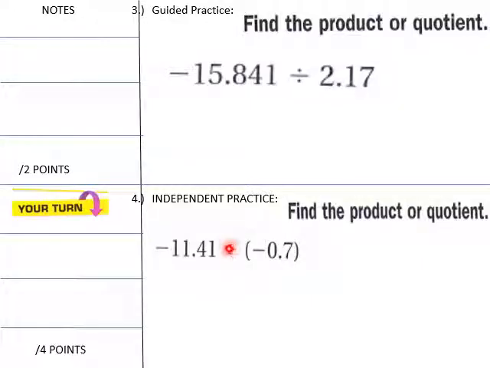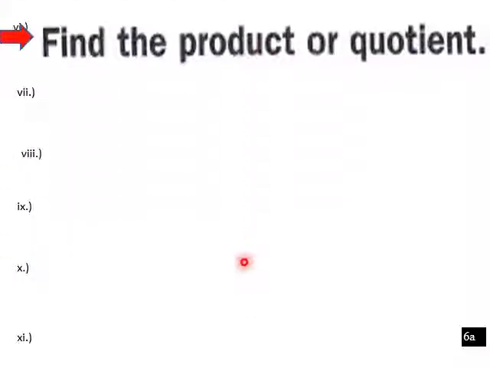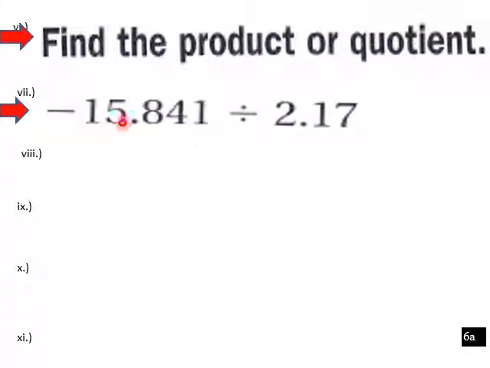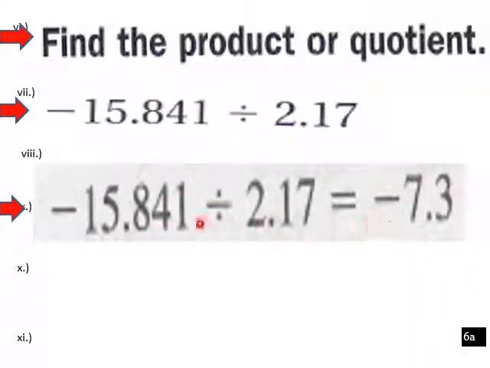4-point slide here. Now into our guided practice. Find a product or quotient here. So we have a negative and we have a positive. What's the quotient going to be? Down here we have a negative divided by a negative. What's that quotient going to be? Okay, our guided practice here. We have a negative divided by a positive, so it's going to be a negative. And when you do this by hand or by calculator, it's negative 7.3.